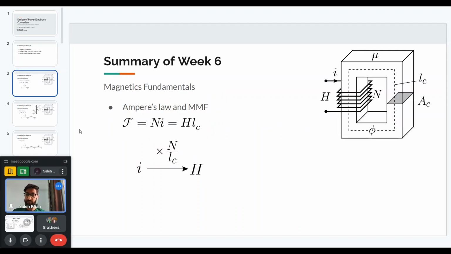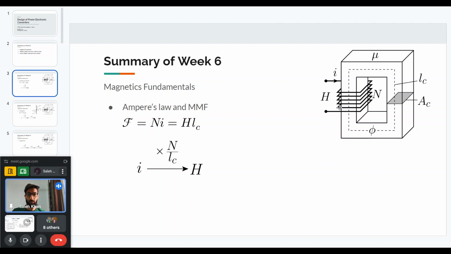So let's start with some fundamentals of magnetics. When we talk about magnetics, that is inductors and transformers in power electronics, we will usually have a magnetic core which is made of either a ferromagnetic material or some other soft magnetic material. And a current carrying conductor is wound on this core with some number of turns n. Because of this current and the number of turns, it produces a magnetic field inside this core.